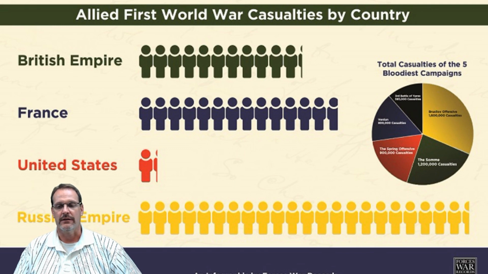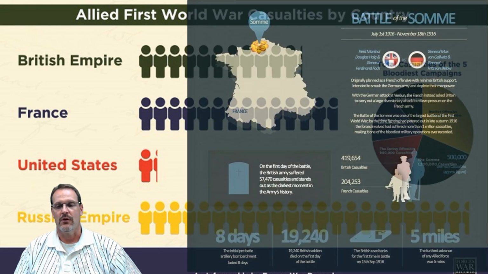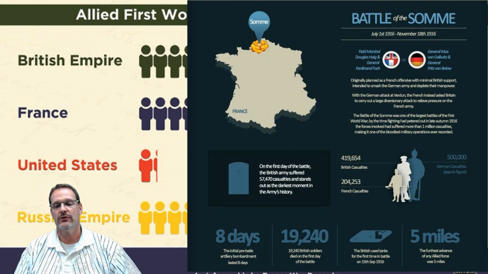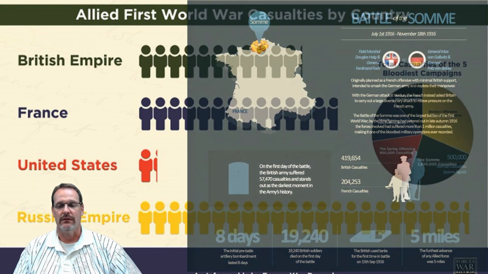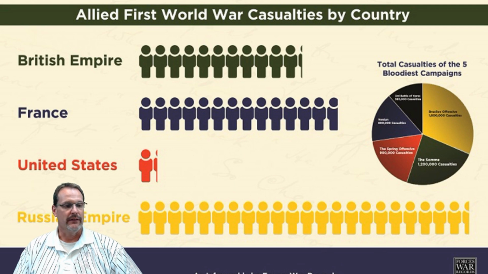This one right here, I talked a little bit about in class, the Battle of the Somme. Over 1.2 million casualties in the Battle of the Somme. 21,000 British soldiers would die on the first day of the Battle of the Somme, which is the battle that stops the German advance. All right.